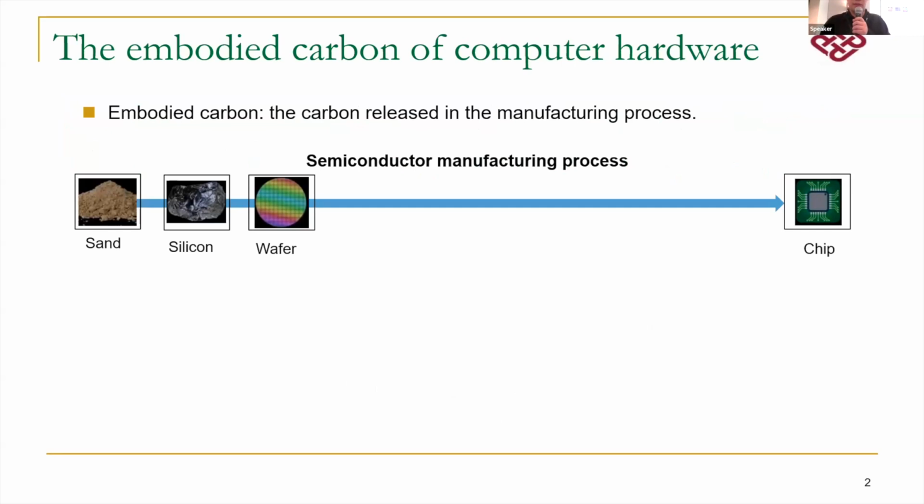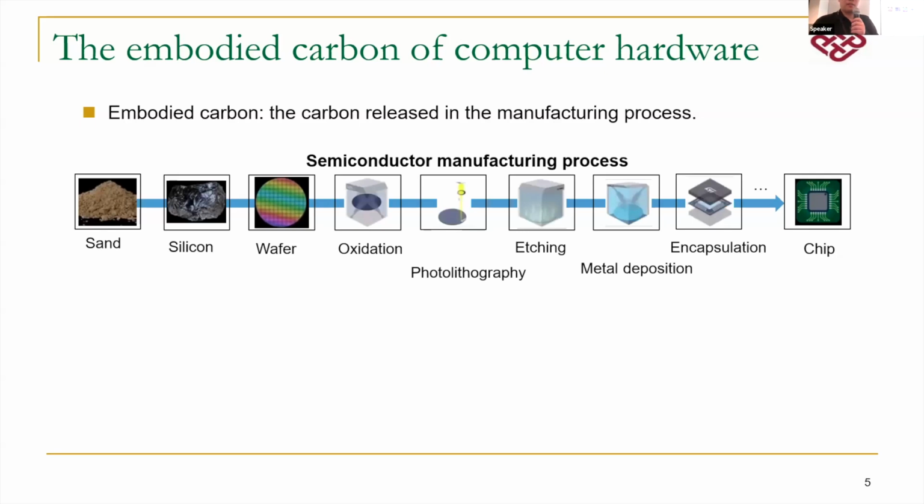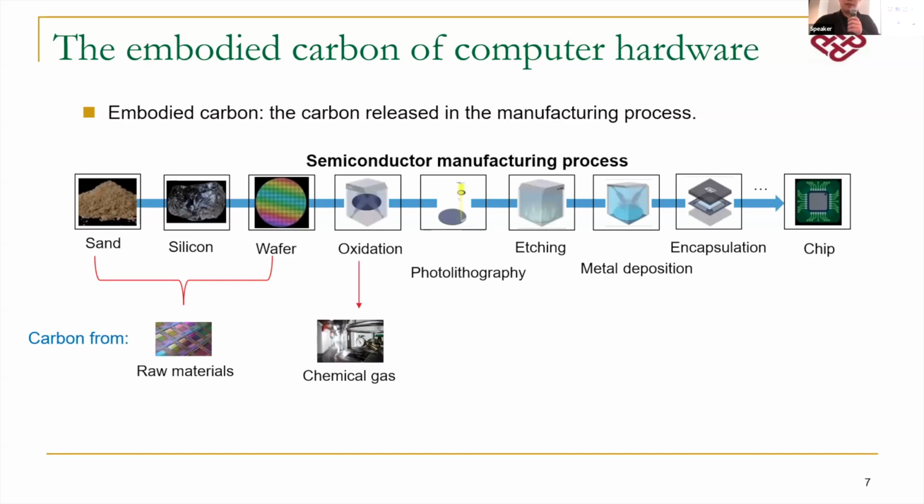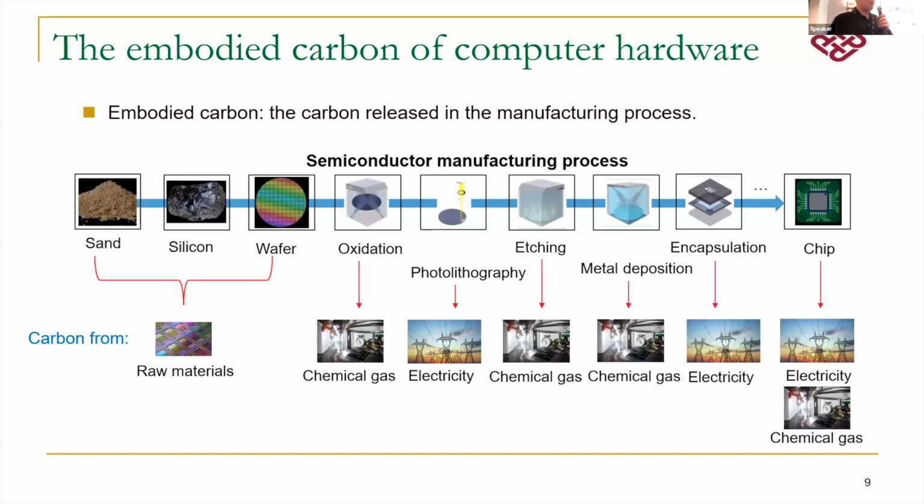In the chain of semiconductor, the raw material is sand, which is processed into silicon and then wafer. And from wafer to chip, there are also many processes, such as oxidation, photolithography, and so on. The carbon in the first stage is mainly from raw material, and the carbon in the oxidation is mainly from chemical gas. And the carbon in the photolithography is mainly from electricity. Overall, the carbon is mainly from three components: raw material, chemical gas, and electricity.